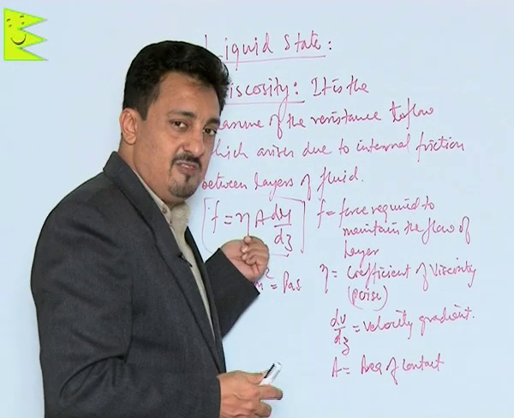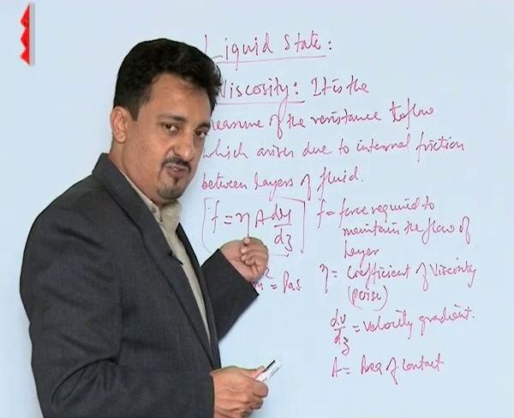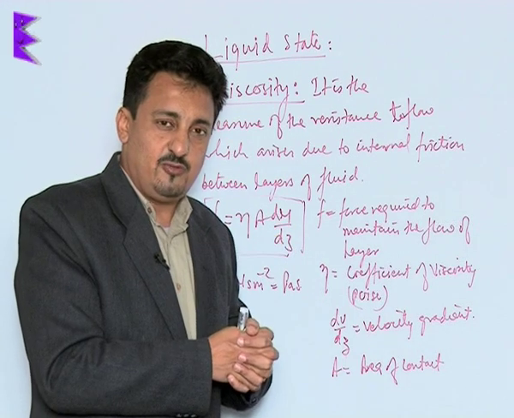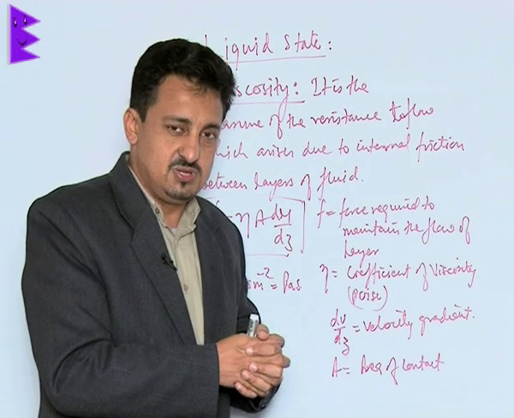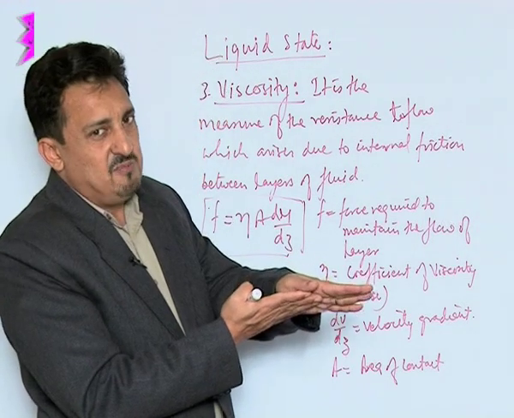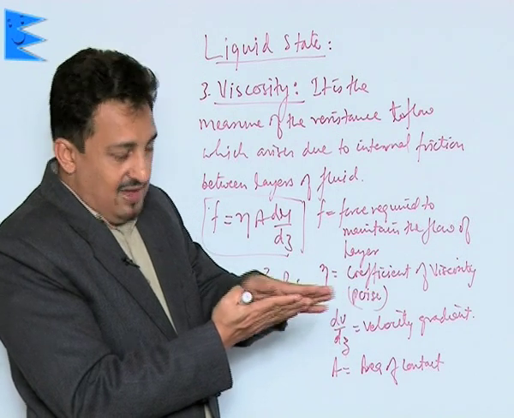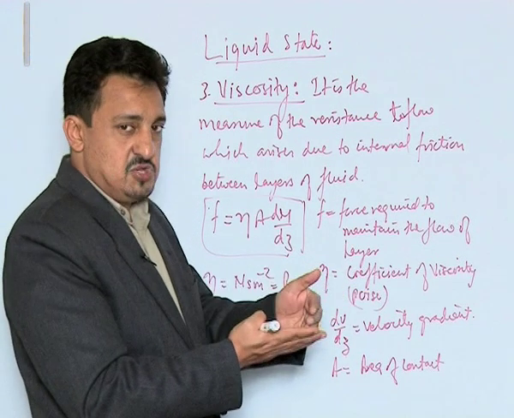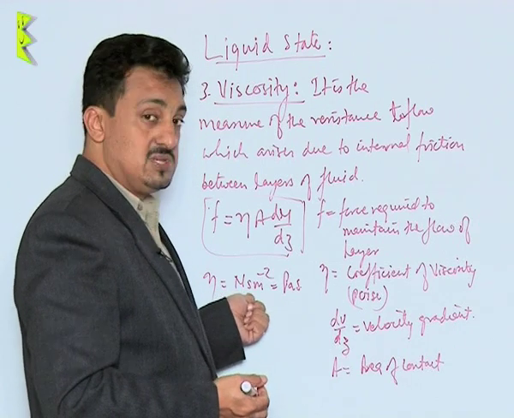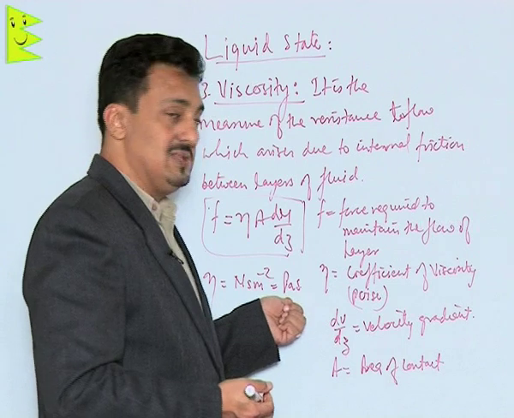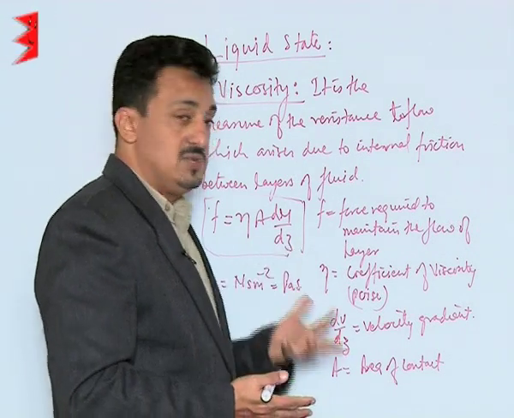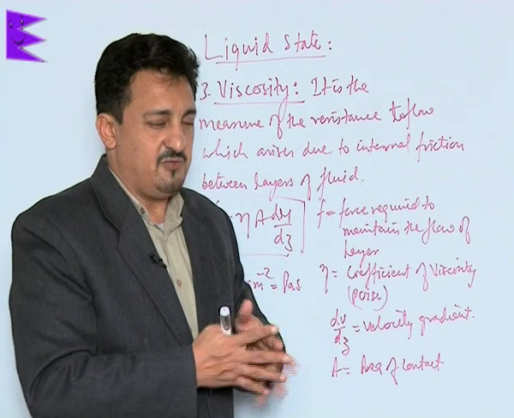The most important term here is the coefficient of viscosity, which is directly a measure of the intermolecular forces of attraction. The stronger the attraction between the molecules of a liquid, the more resistance is experienced by the flow of a layer of the liquid, so the higher is the coefficient of viscosity, whose unit is Newton second per meter square or Pascal second. That is its unit. And this is how we measure the fluidity or viscosity of a liquid.